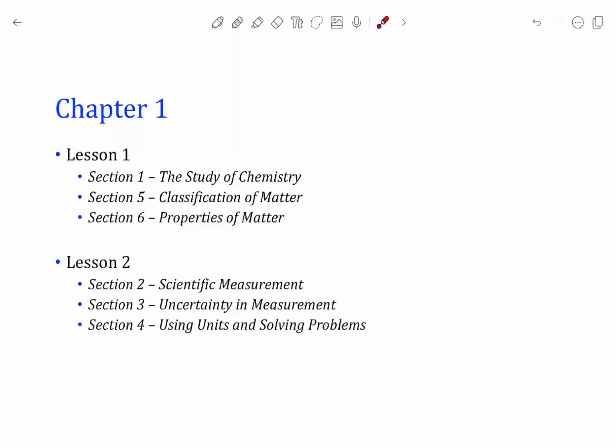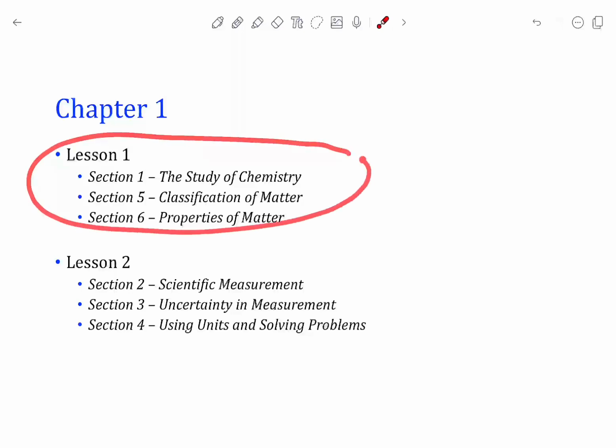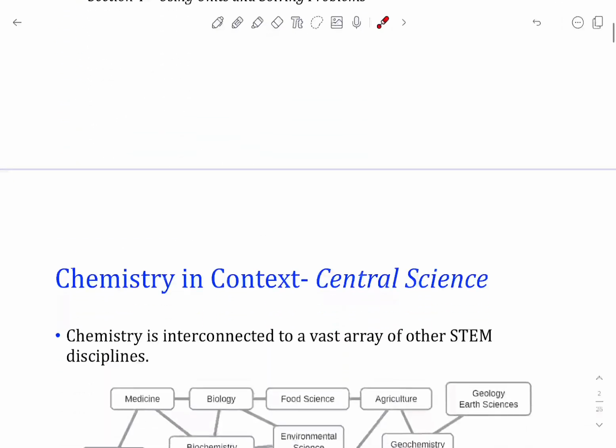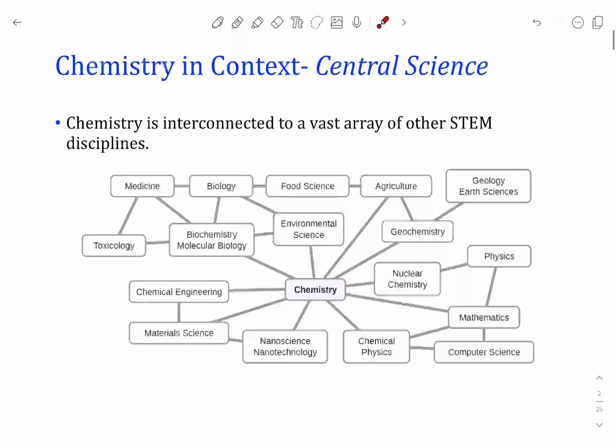Our first lesson is going to focus on sections 1, 5, and 6 of Chapter 1 of our textbook, where we're going to learn about the study of chemistry, classification of matter, and the properties of matter. So let's start and talk about how chemistry is the central science.